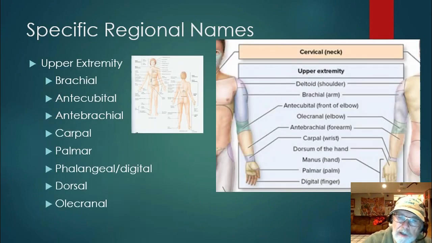Okay, piece of cake. Let's go to the upper extremity. Okay, upper extremity has a few words I think are important. Brachial. Brachial is this blue area right here. So if I'm looking, this area right here is the brachial region, the upper arm.